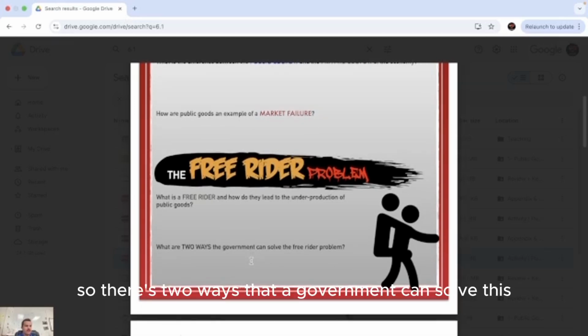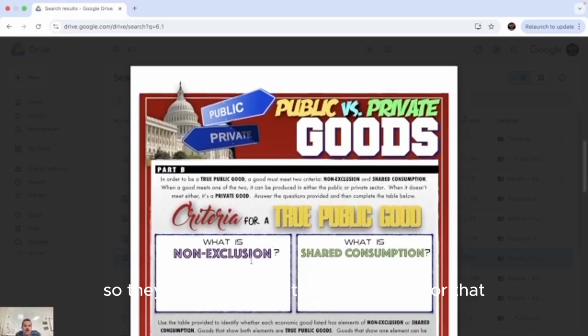So there's two ways that a government can solve this problem. Either number one, they can find new ways to punish those free riders by taxing all citizens who are eligible to use that public good, or they can use tax revenue to fund public goods and services, so they could increase the tax revenue for that.